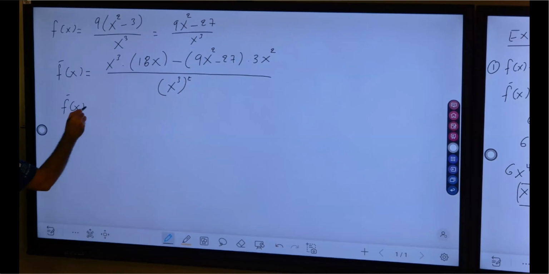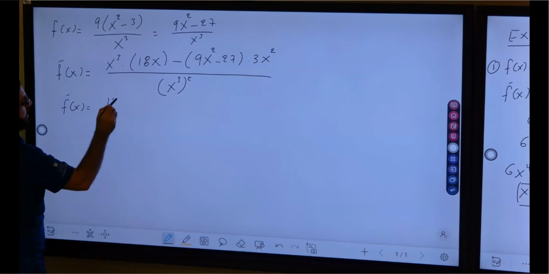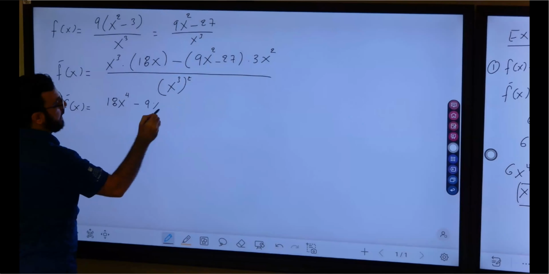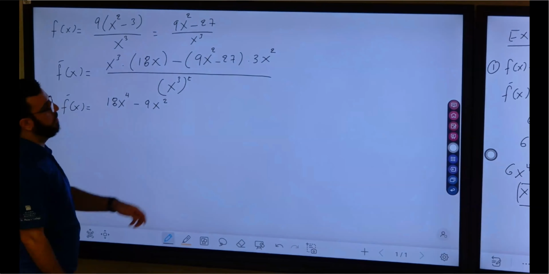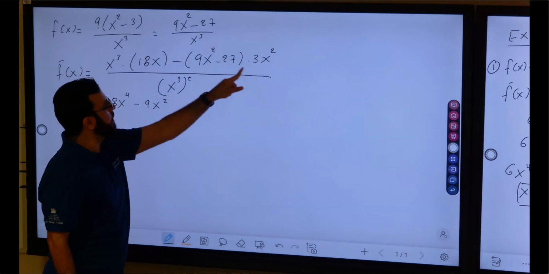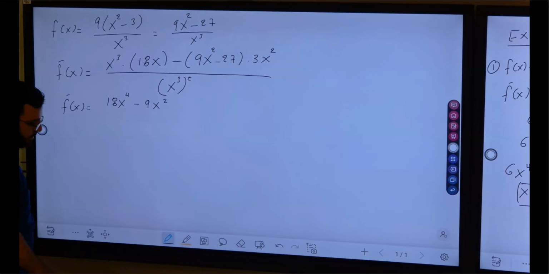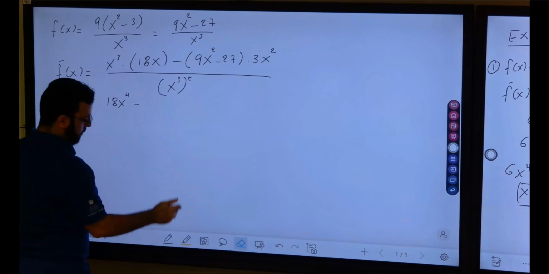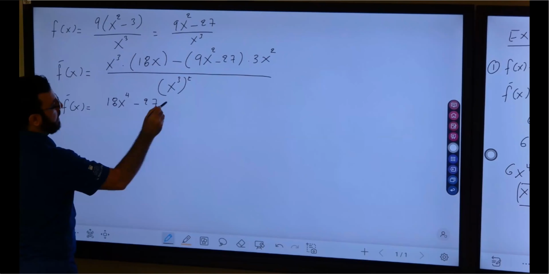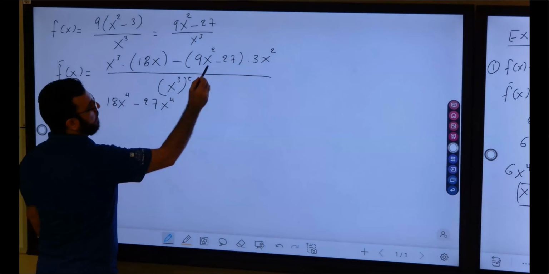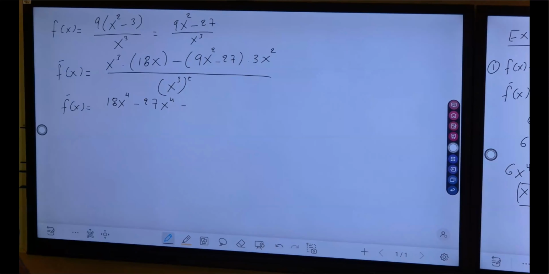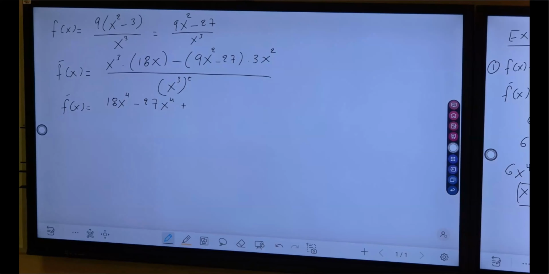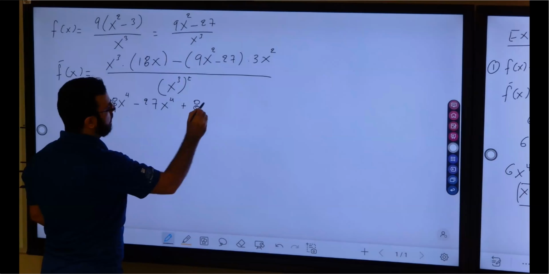Prime to the x here is going to be 18x to the power 4 minus 9x squared. But I'm going to distribute this one here. So 3 times 9 is 27, x to the fourth, so 27x to the power 4. Minus what? So plus 3 times 27, 81x squared.